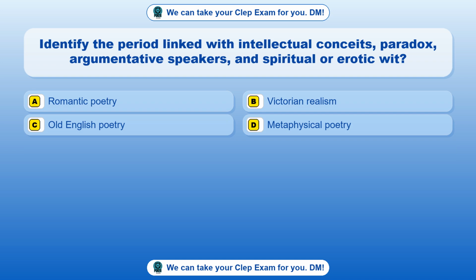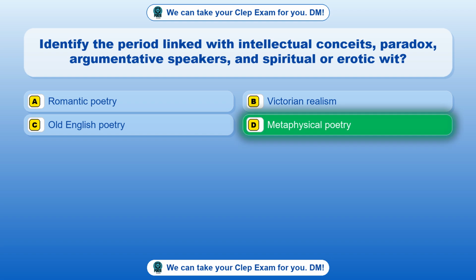Question 15. Identify the period linked with intellectual conceits, paradox, argumentative speakers, and spiritual or erotic wit. Option A. Romantic poetry. Option B. Victorian realism. Option C. Old English poetry. Option D. Metaphysical poetry. The correct answer is option D.